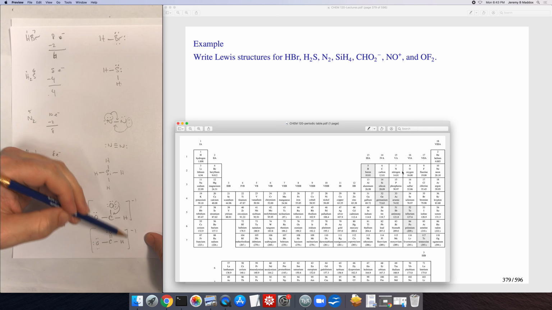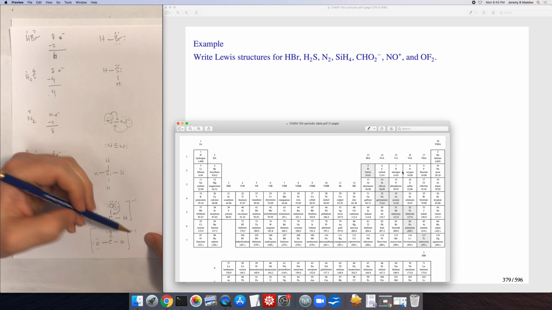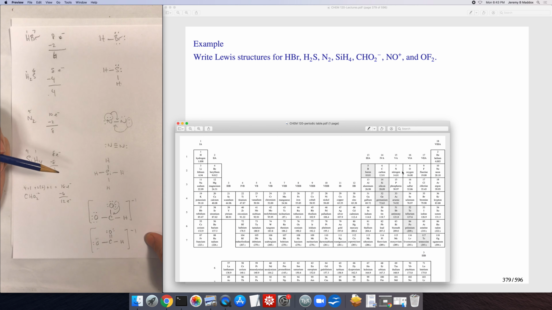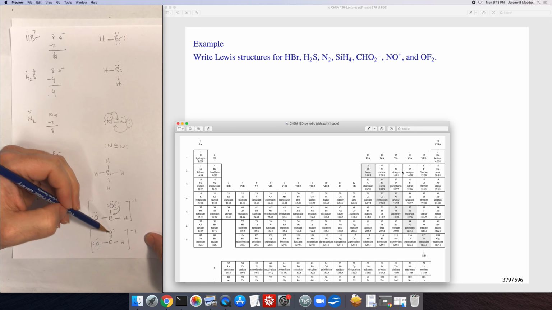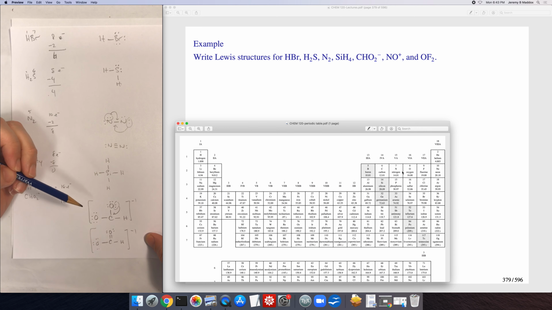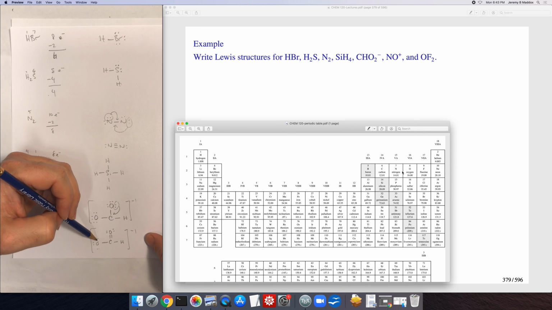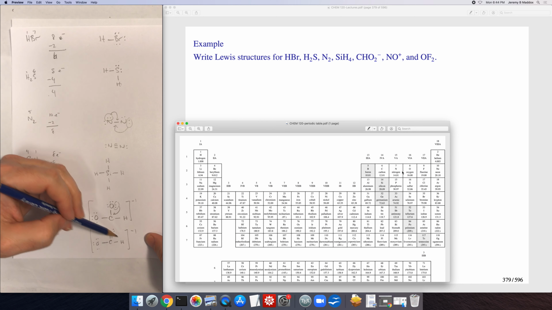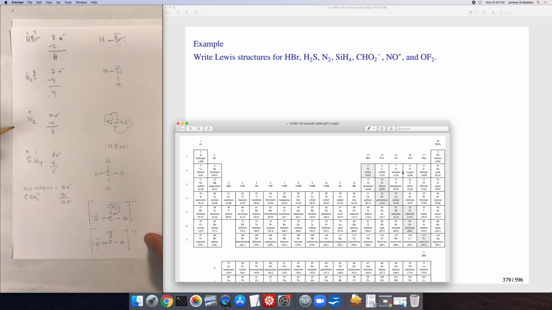Okay, now if you check here, carbon now has an octet. It's got 2, 4, 6, 8. Okay, so the carbon does have its octet there. This oxygen, 2, 4, 6, 8. It has an octet, as does this one. Okay, so here every atom has 8 electrons around it, which is what we want for most Lewis structures.